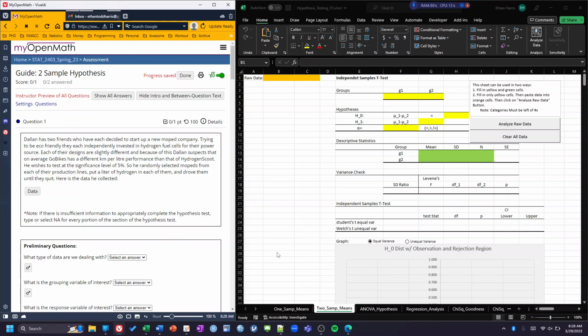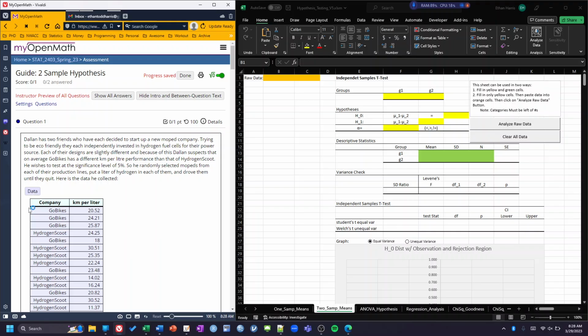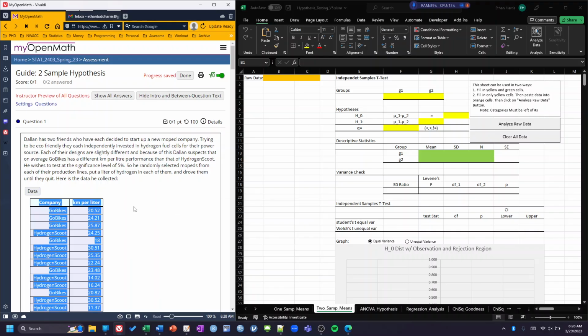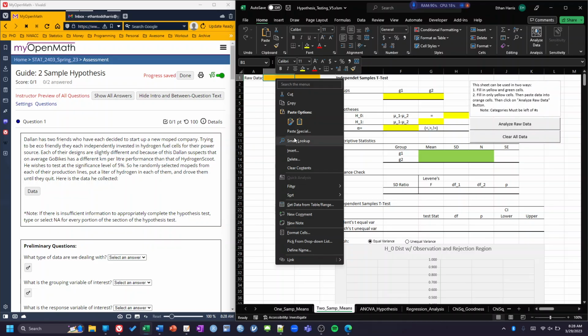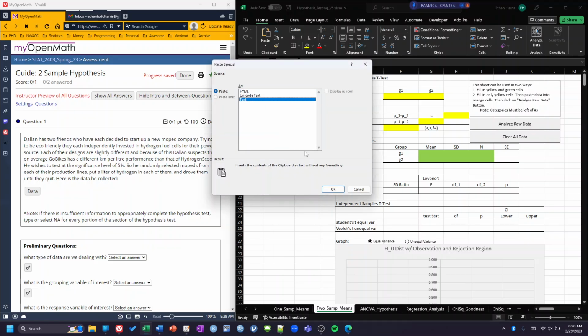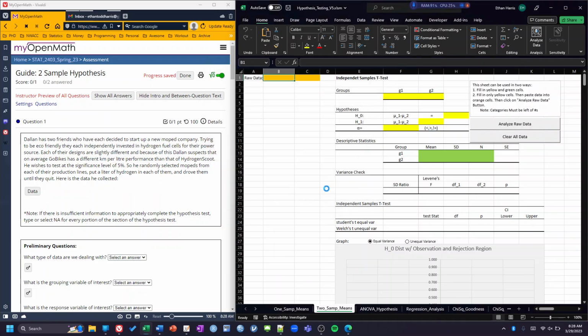So he randomly selected mopeds from each of their production lines, put a liter of hydrogen in each of them, and drove them until they quit. Here's the data that he collected. Okay, so let's grab our data first. So data, we're going to copy it, and let's go ahead and paste it into our Excel sheet.